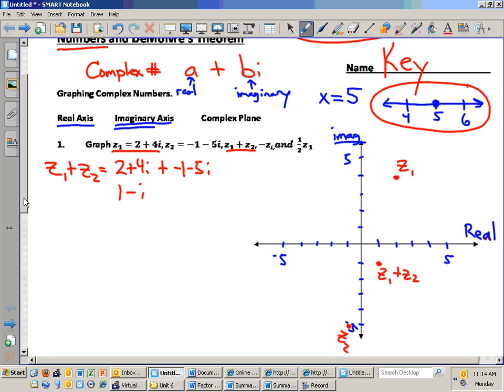Now, this is negative z sub i. I'm sorry, I hit the i key as opposed to the 1 key. It should be negative z sub 1. So negative z sub 1 would be equal to, how will I calculate that? Multiply everything through by negative 1. So 2 plus 4i times negative 1 will give me negative 2 minus 4i.